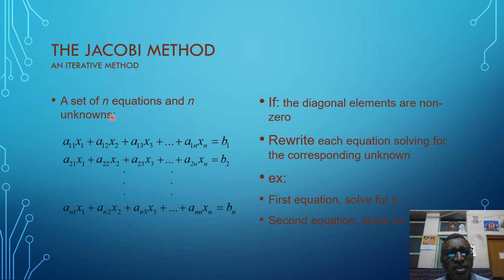Now consider the set of n equations in n variables. a11x1 plus a12x2 plus a13x3 and so on up to a1n xn is equal to b1. Similarly, the second equation has a21x1 plus a22x2 and so on up to a2n xn is equal to b2, and the nth equation is going to be an1x1 plus an2x2 plus an3x3 and so on up to ann xn is equal to bn.